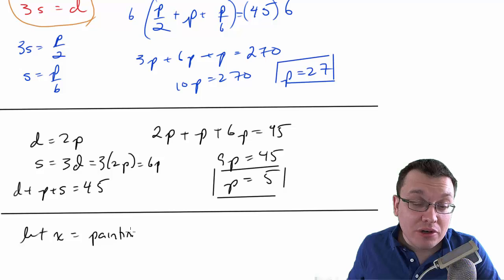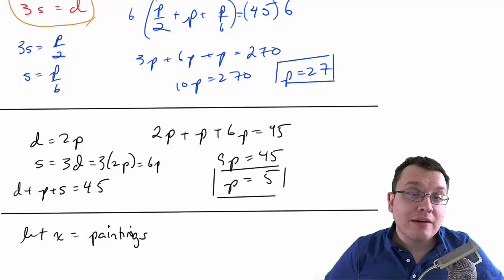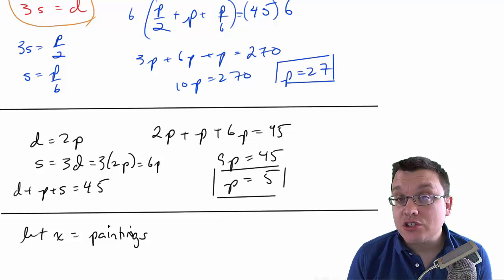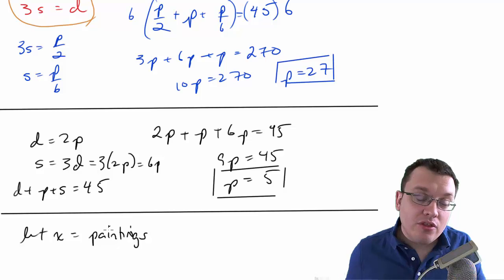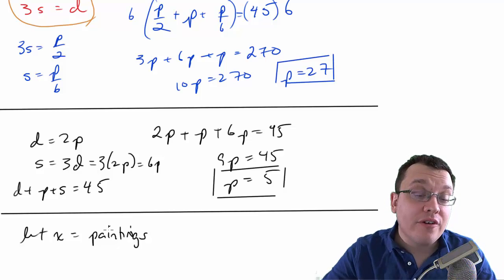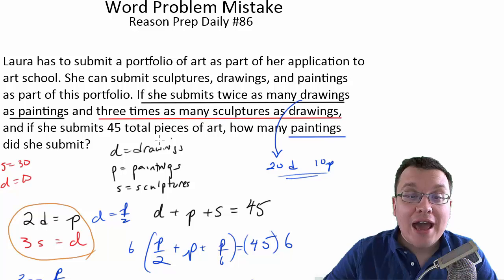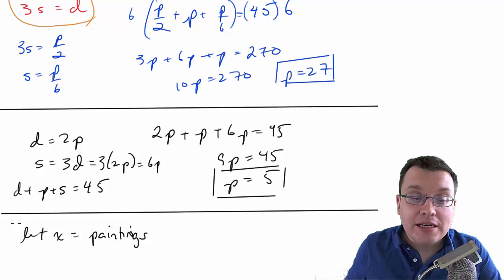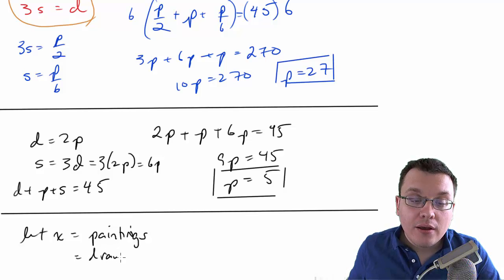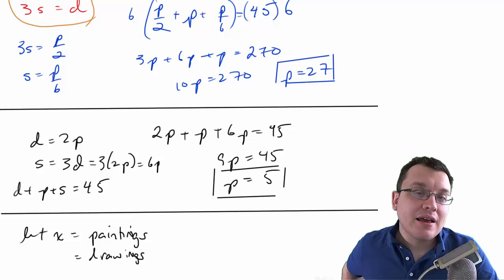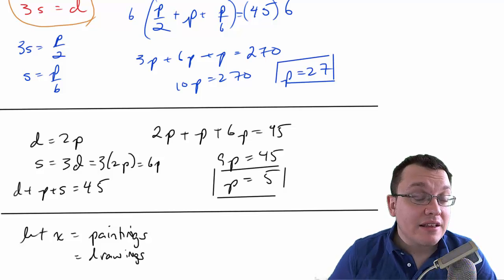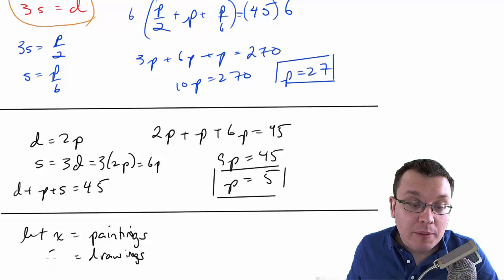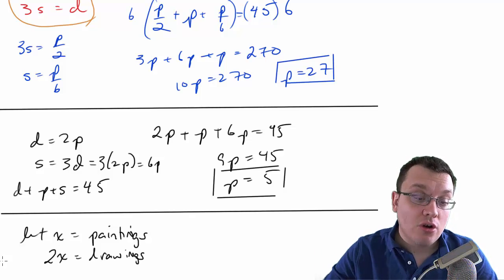Now, as it turns out, it really doesn't matter how you define your variable. You can define X as sculptures, you can define X as drawings, it's all fine. It's just easier to solve the problem generally if you define the variable this way. But no matter how you define it, you have to be very careful and precise. So if X is the paintings, and there are twice as many drawings as paintings, what would we make drawings? Now, in terms of X, we don't want to make it a different variable. What would it be in terms of X? Well, it's twice as many drawings as paintings, and if there are X paintings, we're going to do 2X drawings.